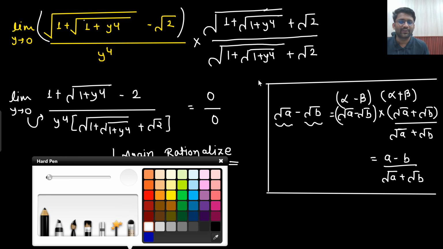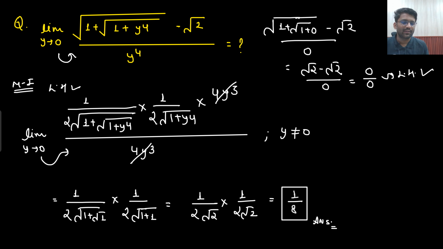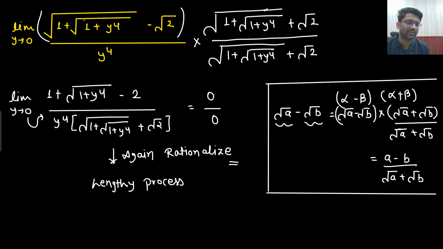This method 2 will not work. This method 2 is not very good. You should better go with the differentiation method only. So 0 by 0, go with the differentiation method. L'Hopital rule you apply, upper side differentiation, lower side differentiation. This and this got cancelled out. Simply put the limit and you are getting the answer 1 by 8. So ignore this method.